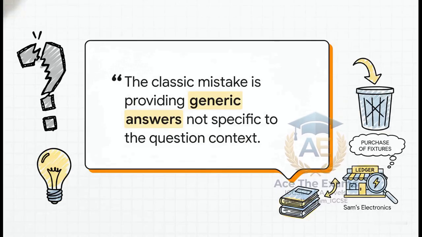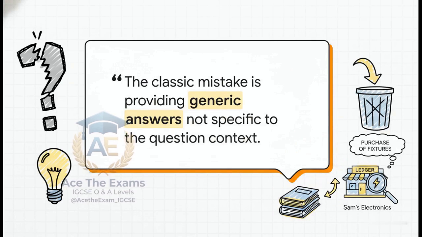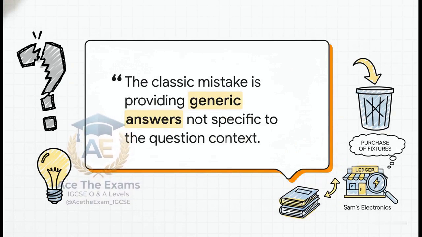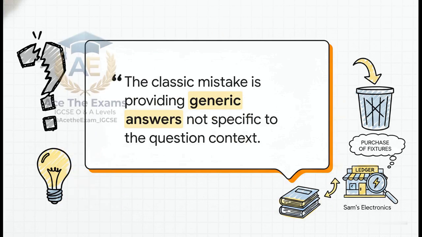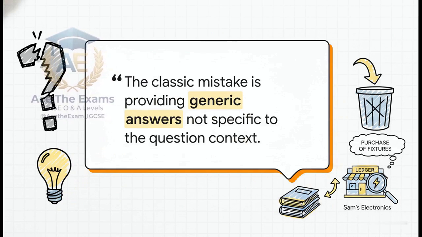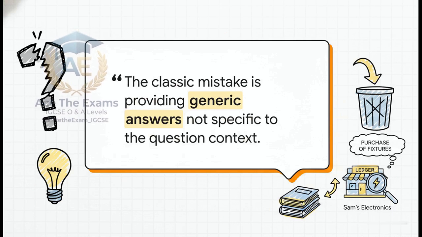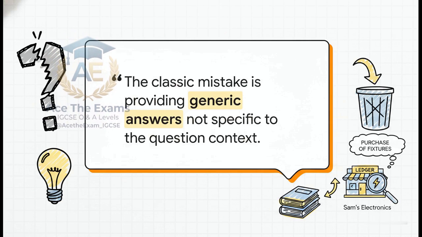And this brings us to a stark warning straight from the principal examiner reports, revealing the exact trap where students throw away top-tier marks. The classic mistake is providing generic answers that aren't specific to the question context. Think about it. When an examiner asks you to explain the purpose of a general journal in a scenario about a specific business, let's call them Sam's Electronics, if you just write, "It's used for non-routine transactions," that's a generic, low-band answer.